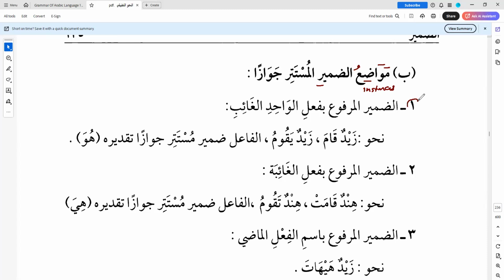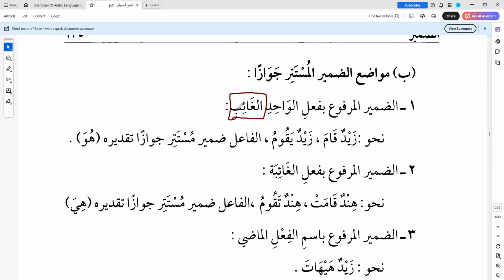And the first instance is الضمير المرفوع بفعل الواحد للغائب. The ضمير must be ضمير مرفوع. Remember we have ضمائر النصب and then we have ضمائر الرفع. So this ضمير must be ضمير مرفوع, like هو, هي, and then أنا, نحن, etc. But here we're looking at those that are for غائب.